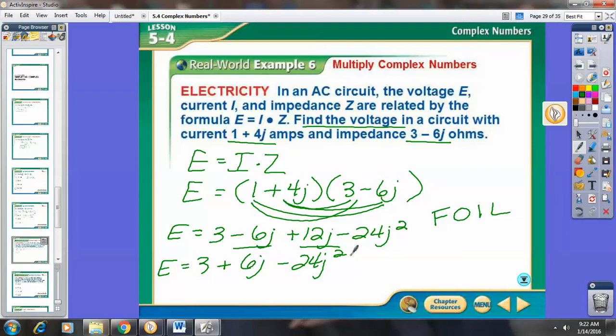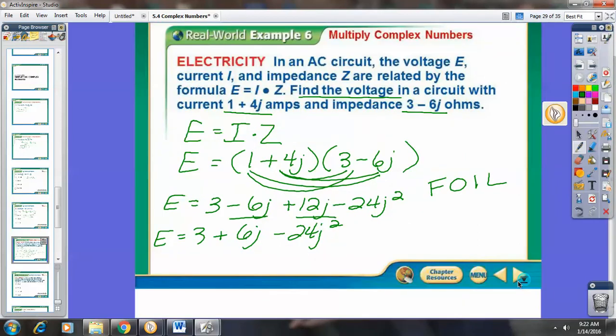What if that j squared had been an i squared? What would you be able to do? Make it negative 1. In this problem, they didn't tell you this, but they are assuming that j and j squared are complex numbers. So let's go ahead and assume that this is a complex number here with j squared. Right. So let's replace it with negative 1.